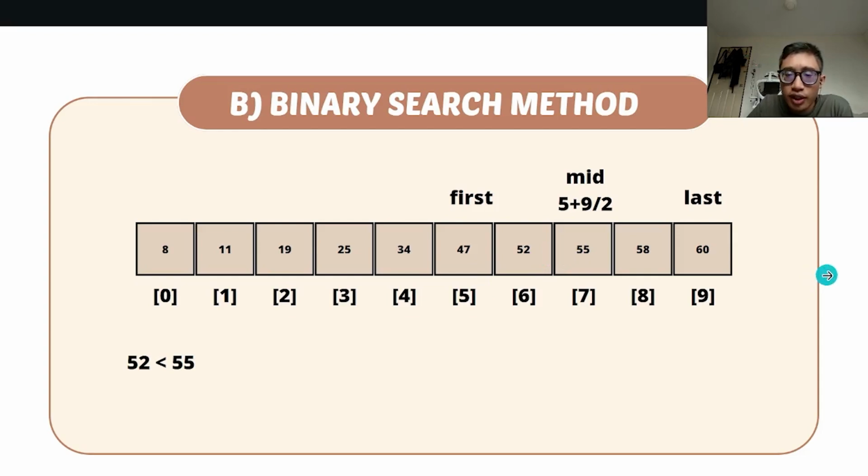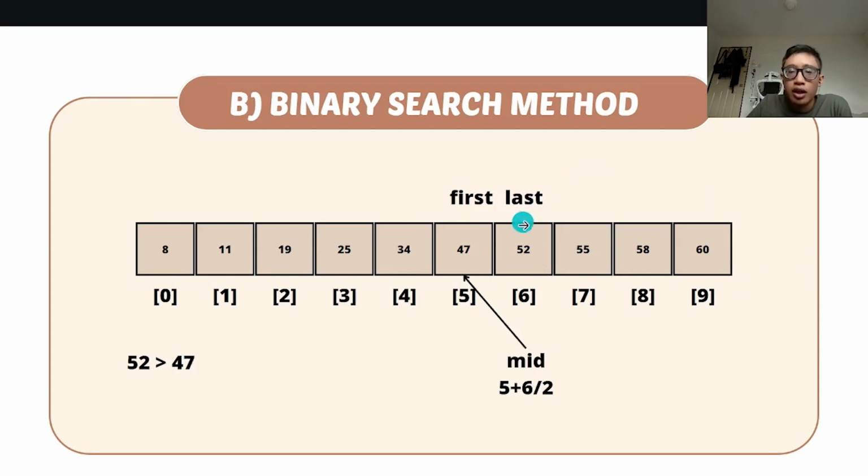We move to the next step, where we mark 47 and 52 as first and last. Then we find the middle, which is 5 plus 6 equals 11, divided by 2, giving the middle 47. After that, 52 is bigger than 47.